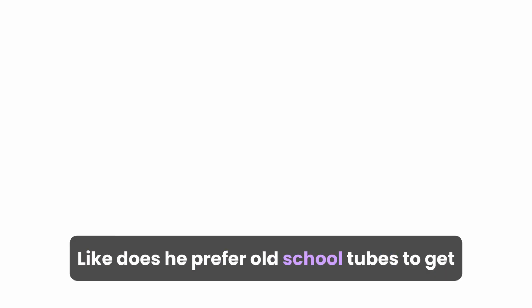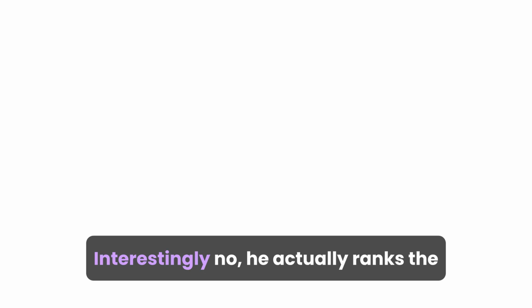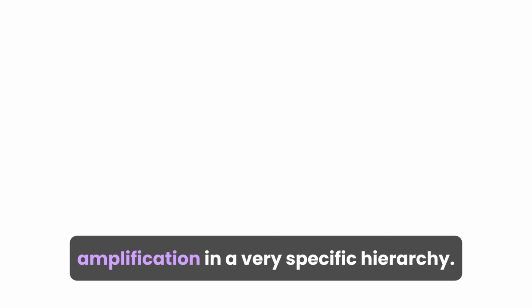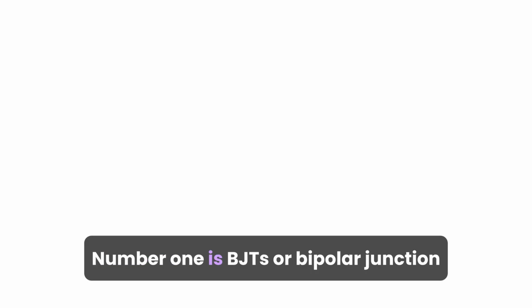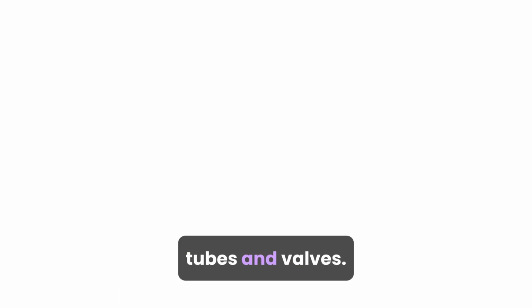Like, does he prefer old-school tubes to get that warm 1% THD sound? Interestingly, no. He actually ranks the absolute best devices for audio amplification in a very specific hierarchy. Okay, lay it on me. What's number one? Number one is BJTs, or bipolar junction transistors. Oh, wow. Yeah, number two is MOSFETs. And coming in a very distant third is tubes and valves.